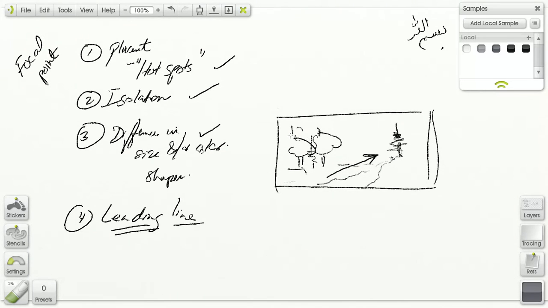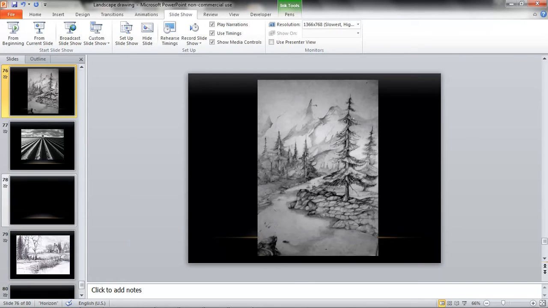Even though there might be an evergreen tree over here, comparably, it would be darker, okay? But still the eye will go over there because of the leading lines, okay? So leading lines are very important, and they can be implied leading lines or real leading lines, right? So leading lines are a very important aspect of suggesting the focal point.